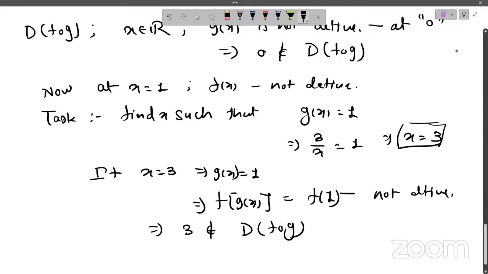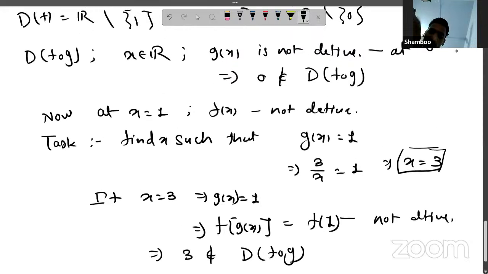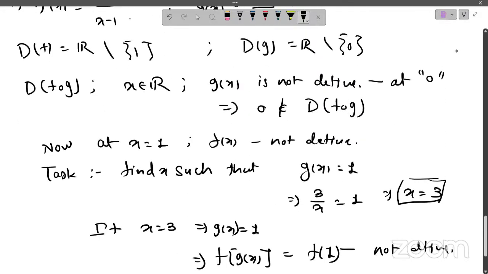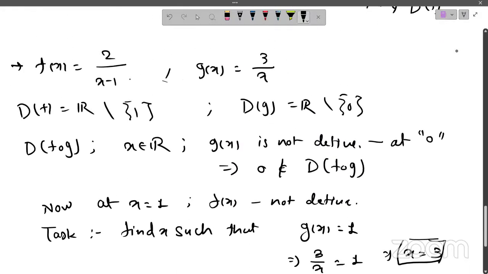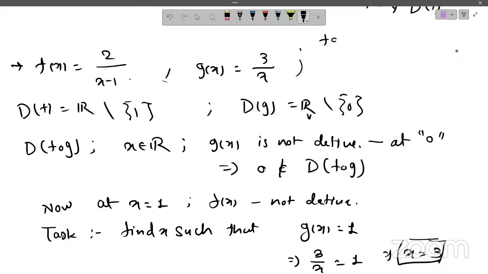Correct? So we are excluding 2 points. Can we also do this by first finding f of g and then seeing from there? Yes, but there is a problem. That's why I'm taking this example. So what is the problem in this? First find f of g.